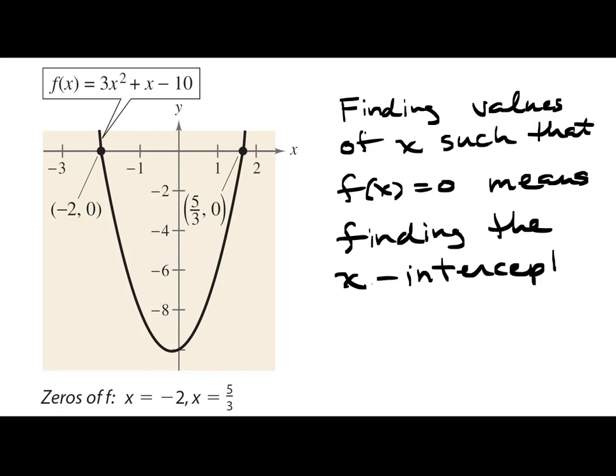That's all. So if you say find the zeros of this equation, it gives us that. Are we good there? So finding the zeros of a function, or finding when f of x equals 0, really means finding x-intercepts.